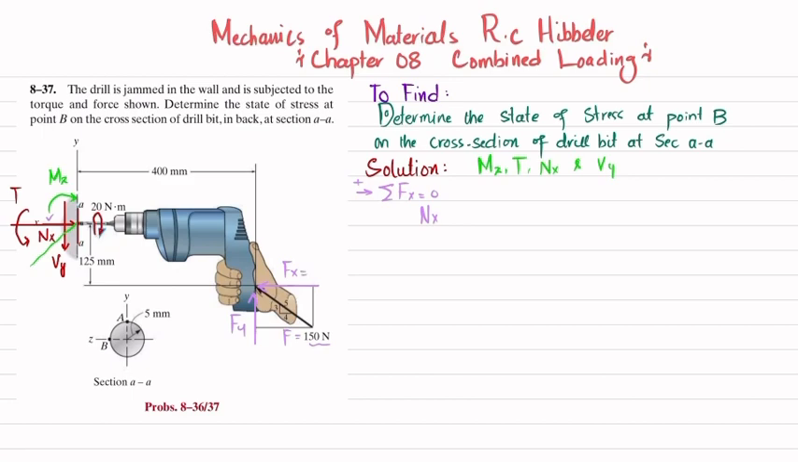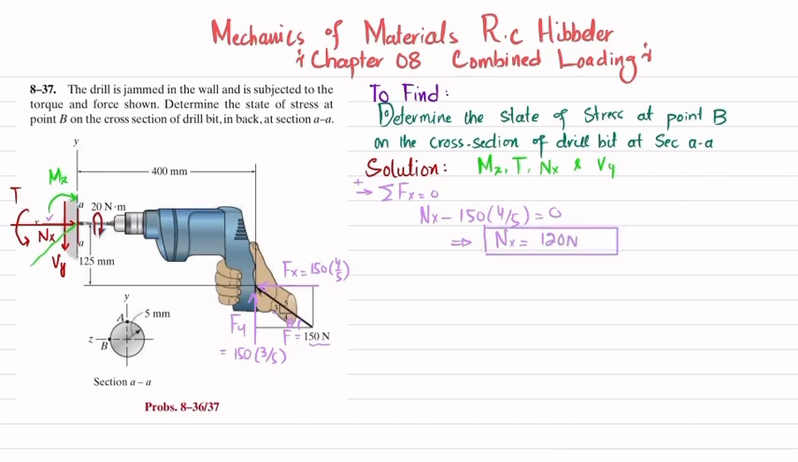And this Fx will be equal to F, which is 150, into cos of theta, let this angle be theta. So cos of theta is 4 over 5. And this Fy will be equal to 150 into sine of theta, and sine of theta is 3 over 5, perpendicular over hypotenuse. So Nx minus 150 into 4 over 5 will be equal to 0. So from here you will get Nx equal to 120 Newton.